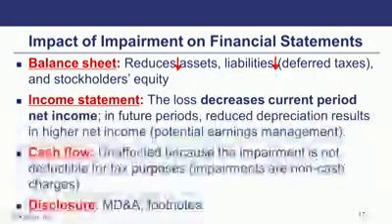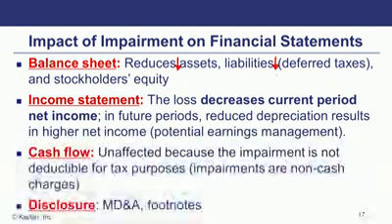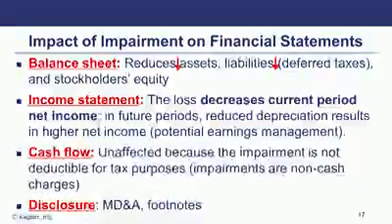Well, of course, the impairment also affects the income statement. It's a large expense. It therefore reduces net income. It therefore, of course, reduces our retained earnings, and hence stockholders' equity. In the income statement, well, it's an unusual or infrequent item. It's going to decrease the current period's income.